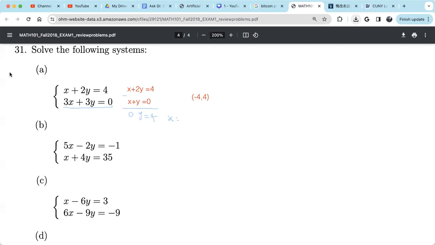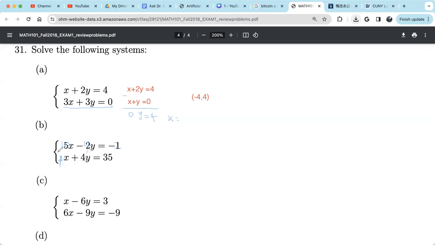For the second one, the first equation is 5x minus 2y equals -1. The second equation is x plus 2y equals 35. So maybe we want to multiply by 2. Every term multiplied by 2, not the second one, the first one. We want to multiply everything by 2, so 5 becomes 10. -2 times 2 becomes -4. Then -1 times 2 becomes -2.